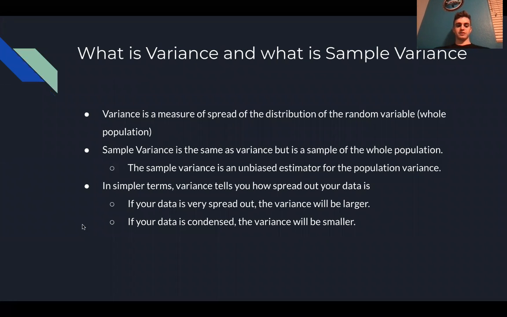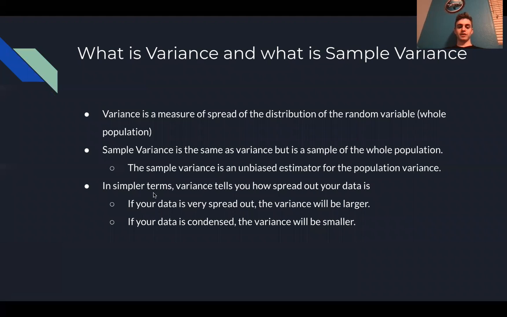So first, the question is, what is variance and what is sample variance? Variance is a measure of spread of the distribution of the random variable of the whole population. This is also known as population variance. Sample variance is the same as variance, but it is a sample of the whole population. So the sample variance is an unbiased estimator for the population variance, meaning the variance that you get for a sample population should be similar to the variance that you get for the population variance.